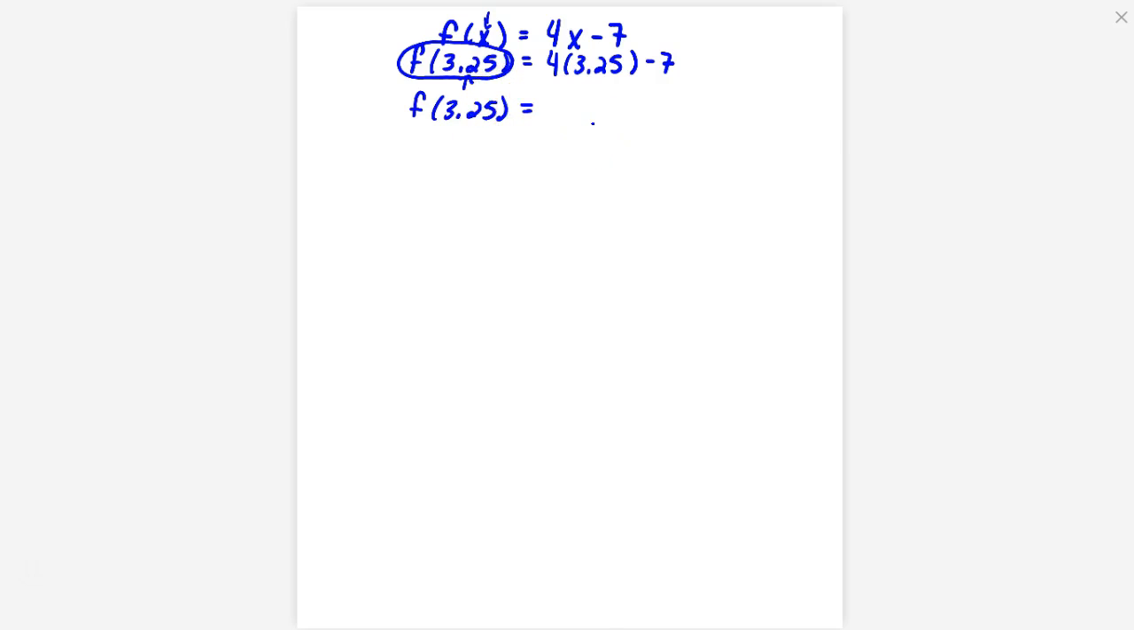Equals 4 times 3.25, let's see if I can do this. Check my math, I'm doing this by hand. 4 times 5 is 20. Carry your 2. 4 times 2 is 8, 9, 10. Carry your 1. 4 times 3 is 12, plus 1, 13. And I have 2 numbers behind the decimal, so 13 even. Minus 7. Ooh, an order of operations. This would be great. 2 birds, 1 stone, you guys. Solving equations and order of operations. 13 minus 7 is 6. So the answer for f of 3.25 is 6. Okay, that's all you have to do.